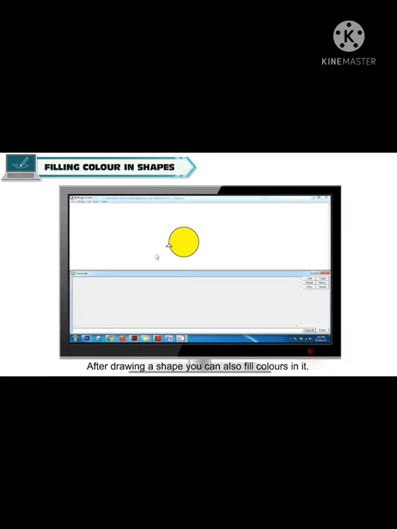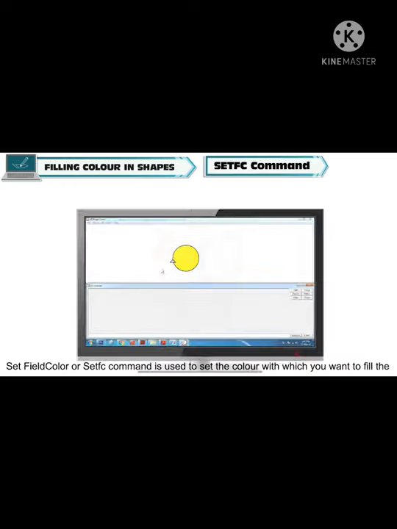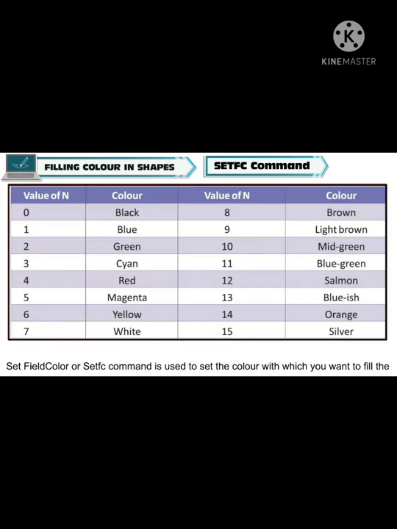We will fill the command. We would like to fill the shape whatever you have drawn. Yes or no? For that we will use 2 commands. First, we will set the fill color, and then we will use the fill command. To set the fill color, that is, we are setting the color that you are going to fill inside the shape that you have drawn. So what are the 2 commands that I told you? SETFC and fill command. It will help you to fill colors in your drawing.